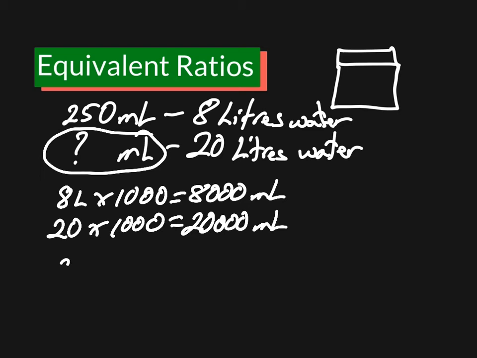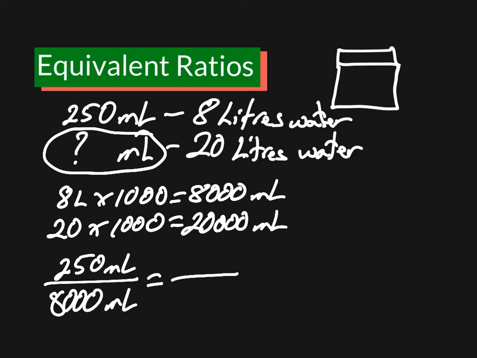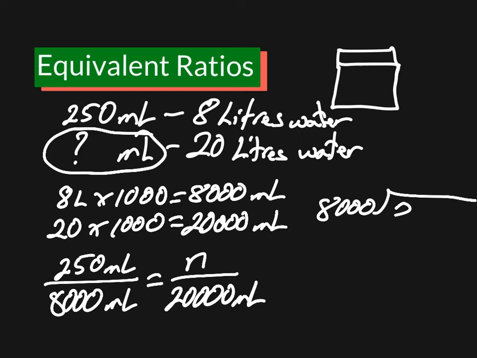So now we can set up a ratio and find an equivalent. So we've got 250 milliliters for every 8,000 milliliters of water. It's going to be equal to something, and I'm going to put n right there for now, just to stand for number, over 20,000 milliliters. Now, how did we raise this, or how can we raise this? Well, we can start by dividing 8,000 into 20,000 to find out.